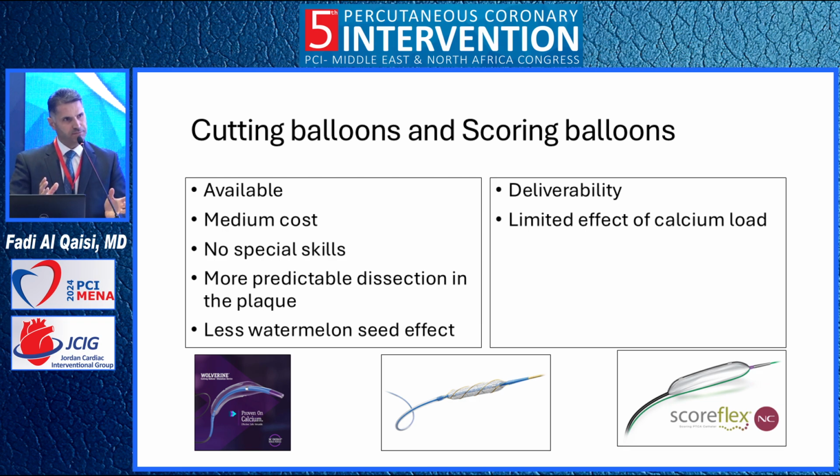The other devices, the specialized balloons. There are cutting balloons, scoring balloons. There is the balloon with the blades and different Scoreflex, AngioSculpt, different balloons. Advantages, they are available. They are medium cost again, no special skills. There is more predictable interaction between the balloon and the plaque and the artery. And it does not have the watermelon seed because of this metal around the balloon that can capture on the calcium and the artery and continue expanding. Disadvantages, deliverability, again, they are bulky devices and they have limited effect on the actual calcium load.